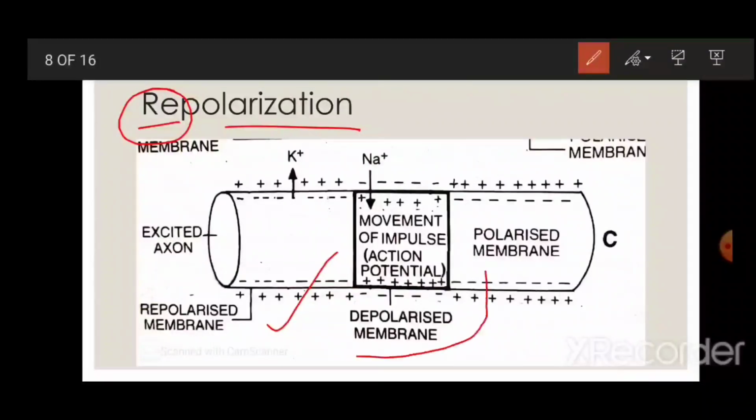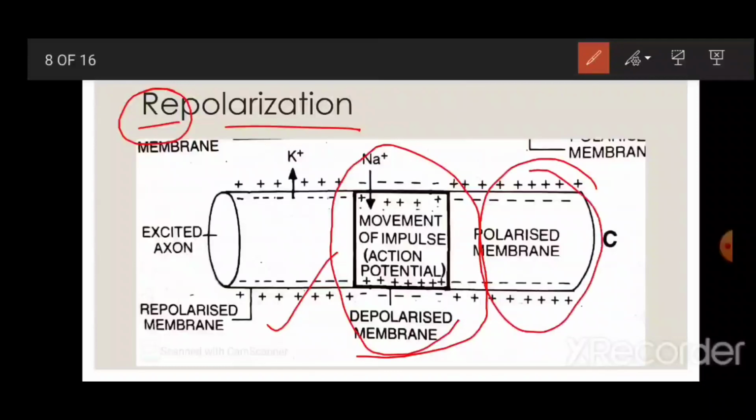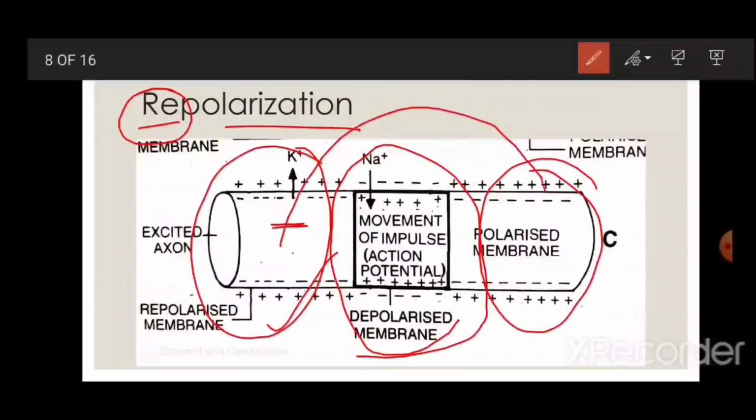So this region is showing the depolarized region, and this is the original polarized membrane region, and this is showing the repolarized condition, when the voltage gated potassium channel opens and a large amount of potassium is sent outside from the inside, leading to the change in the polarity back to the polarized membrane.